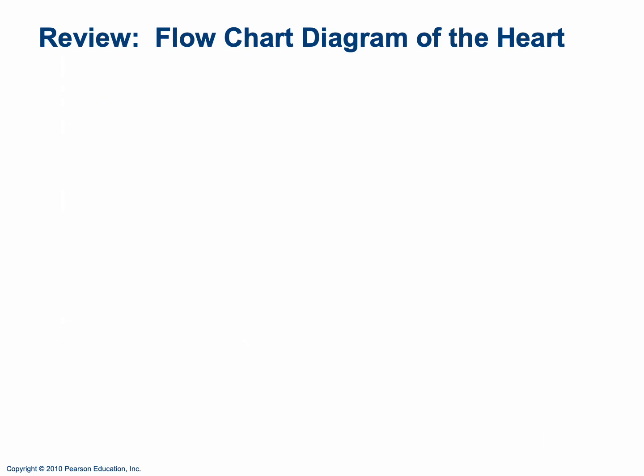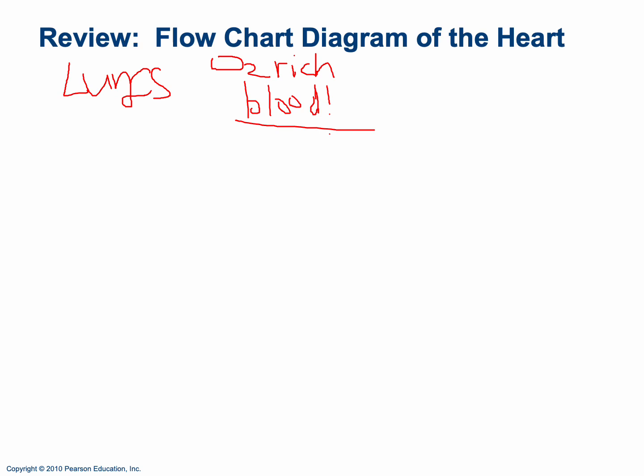All right, now taking a look at the second half. So we start with the lungs. Well, I think that's an appropriate place here. So the blood has become oxygenated now. So we're now dealing with oxygen rich blood. So from here, the blood will leave the lungs and will make its way to the pulmonary veins.